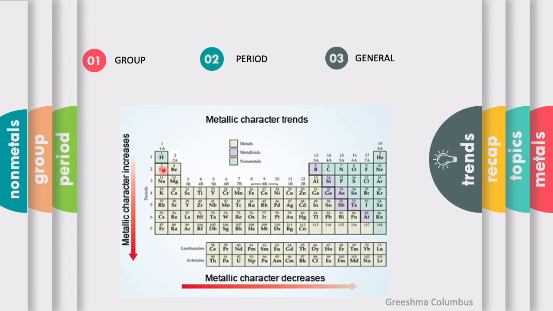If you look here, the tendency to lose an electron will keep decreasing. So the metallic character will keep decreasing. Now let's look down the group.